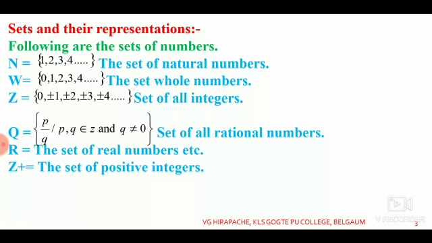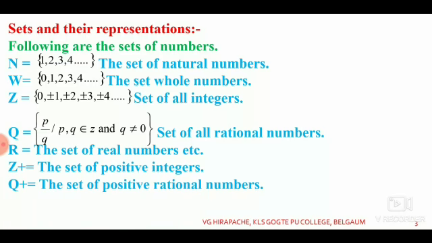My dear students, we have come across sets like Z plus, which is equal to the set of positive integers. In this type of sets, the negative integers are not included. Likewise, we have sets like Q plus called the set of positive rational numbers.